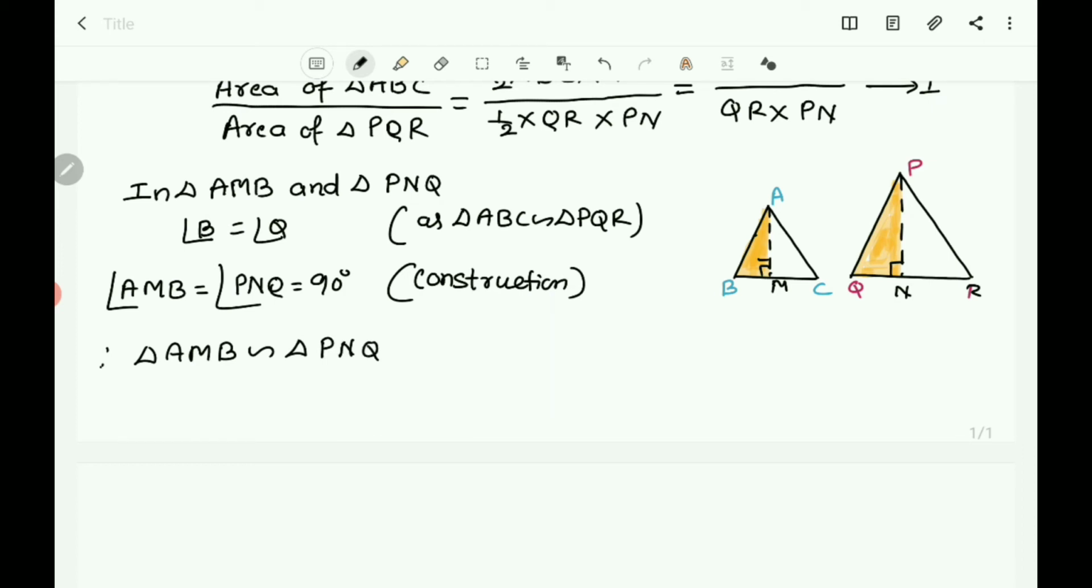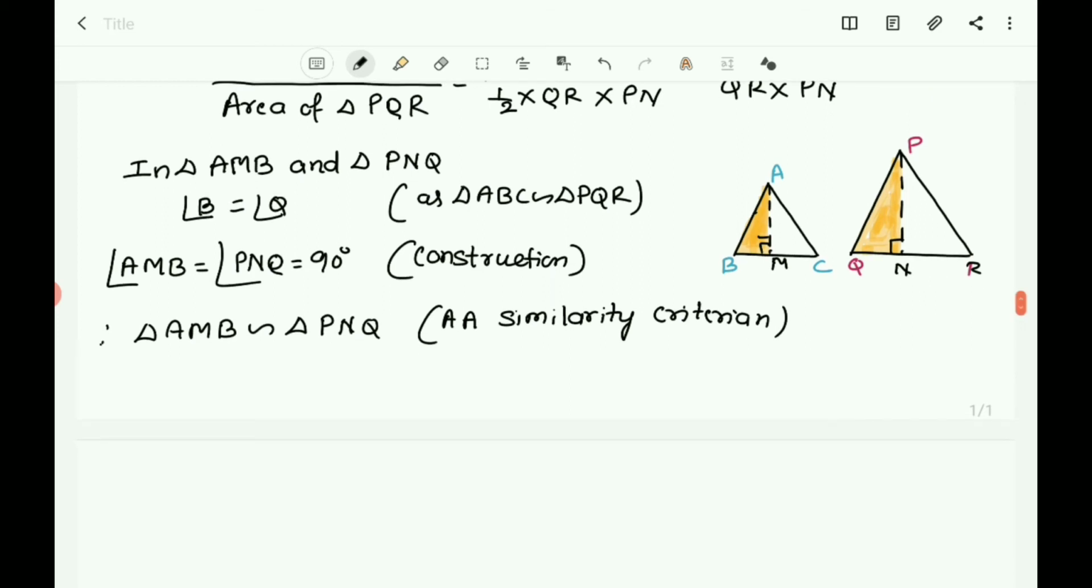So which similarity criterion did you get here? AA similarity criterion. Then once you got that, triangle AMB is similar to triangle PNQ, which means their corresponding sides are in the same proportion. The ratio of the corresponding sides is equal here.